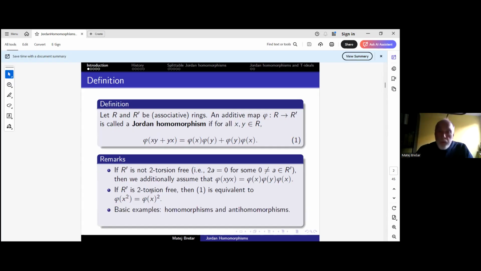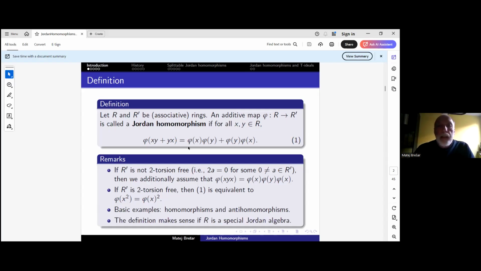Okay, so what are the basic examples? They are quite obvious. The ordinary homomorphisms are also Jordan homomorphisms, and so are the anti-homomorphisms, the maps that reverse the order, like the transpose of matrices. And the problem that we usually study is whether all Jordan homomorphisms are of this type, so homomorphisms, anti-homomorphisms, or their combinations.